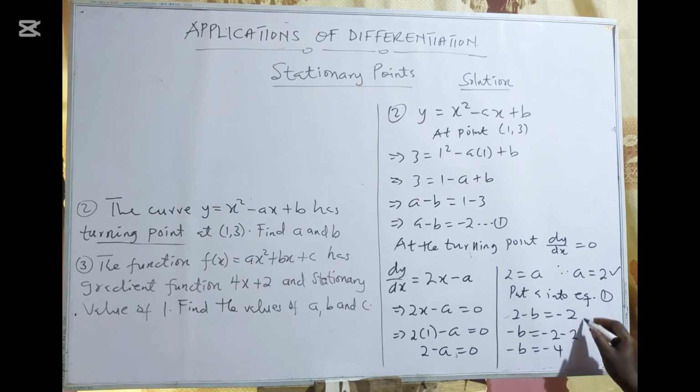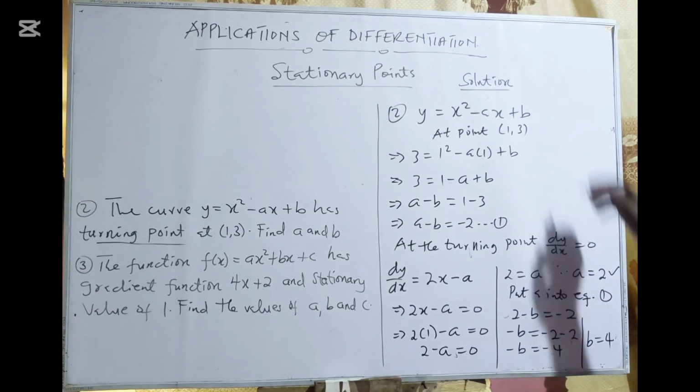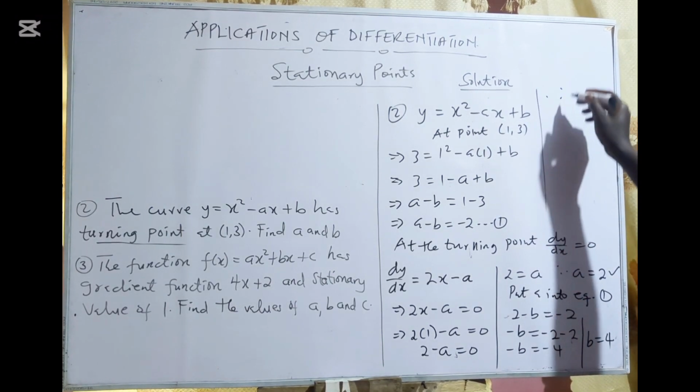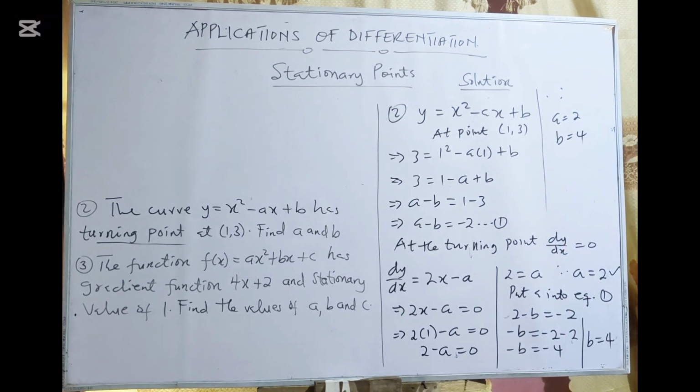Minus 4. Therefore, what will be my b? My b is going to be 4. So divide here by negative 1 and here by negative 1. So we can conclude that a is equal to 2 and b is equal to 4. So my a is 2 and my b is 4. Alright.